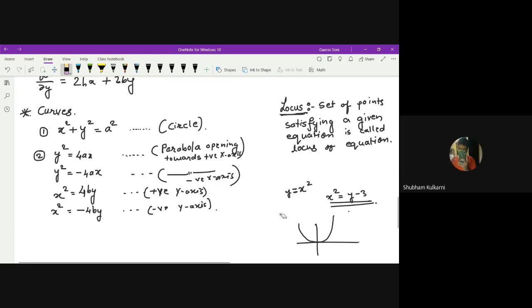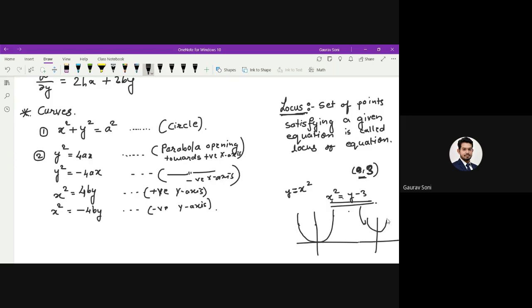Sir, on the y-axis and the negative side. Negative side. Okay. The parabola has shifted 3 units up. Upward by 3 units. Exactly. So when you add and subtract numbers there, what is going to happen in the graph? It will just get shifted. Since it is y minus 3, you can see that the point 0, 3 satisfies this equation. And at y equal to 3, the x becomes 0. So the graph for this is going to be like this.